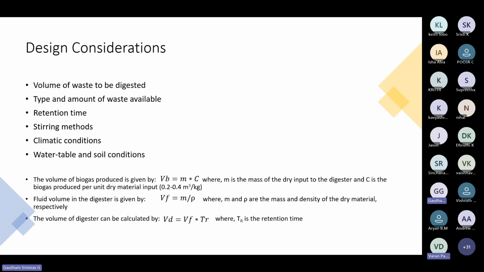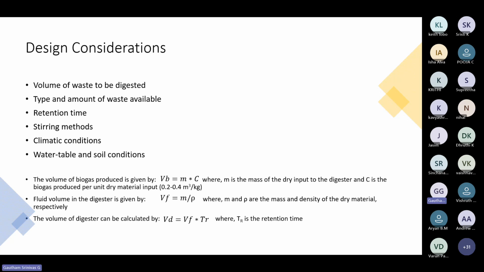How do you calculate the volume of biogas? That is calculated using the mass of the dry input to the digester times the biogas produced per unit dry material, which is around 0.2 to 0.4 cubic meter per kg. If you put in 1 kg of biomass, maybe cow dung or agro residues, around 0.2 to 0.4 cubic meter of biogas is produced. Multiply that by how much biomass you have put in, and that gives you the volume of biogas.